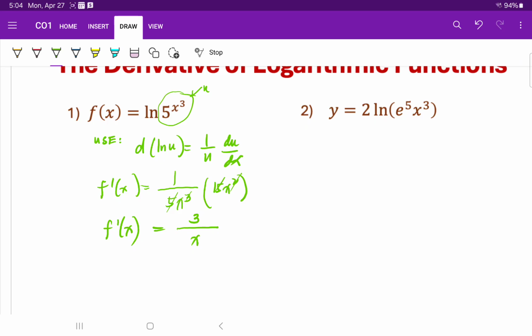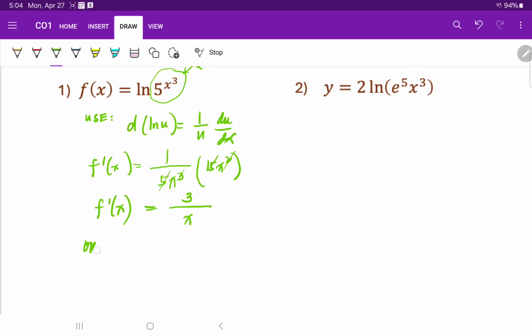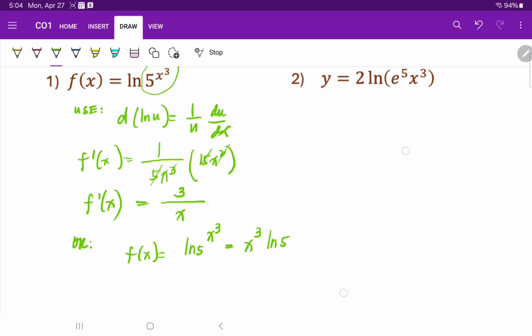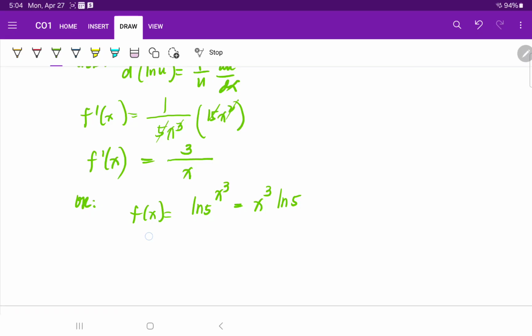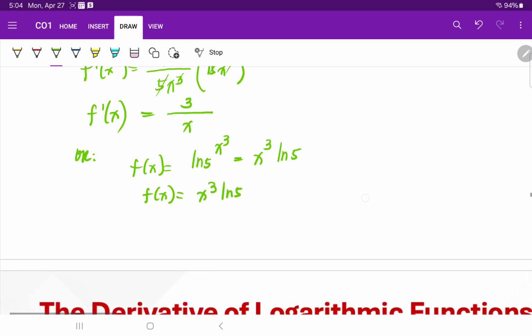Now, look at this one. Can we simplify f of x is the ln of 5 to the x cubed into this form? Can we write it as x cubed ln of 5? Yes, we could. So, if given f of x is x cubed ln of 5, what's the derivative? F prime of x is, this is a constant term, right? So you have ln of 5 times 3x squared. And so this gives you 3x squared times ln of 5.